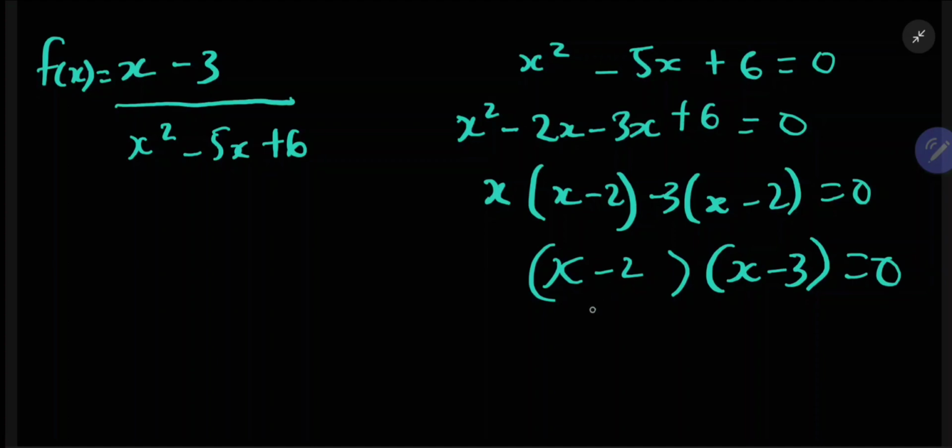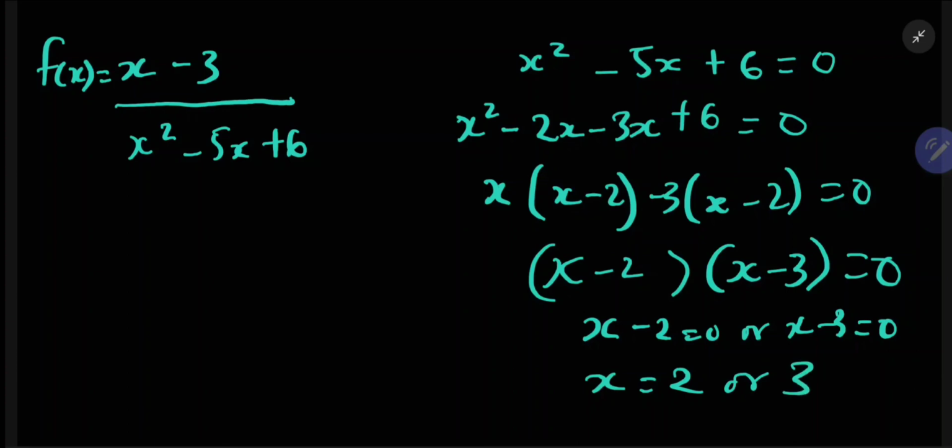So that means that our x is either x minus 2 equals 0, or x minus 3 equals 0. So that would mean that our x would be equal to 2 or 3.